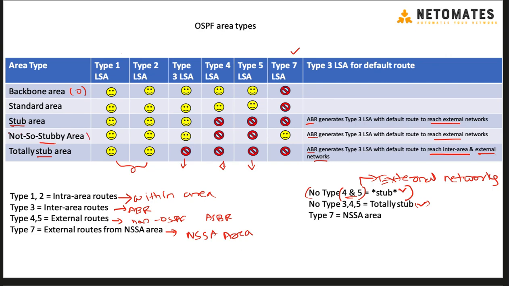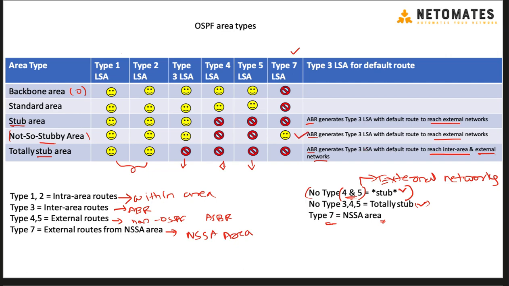So the not-so-stubby area, the NSSA area. Normally whenever you see stub, it won't allow type 4 and 5 LSAs, right? But the NSSA area can allow external networks using the type 7 LSA. So this is kind of an exception. If you can see, type 7 is only present in the NSSA area.